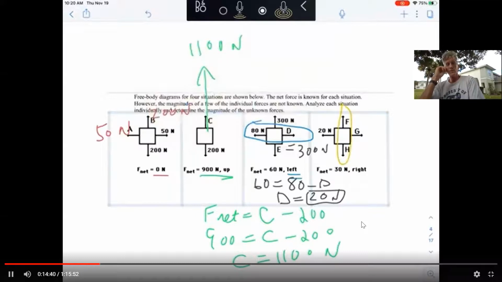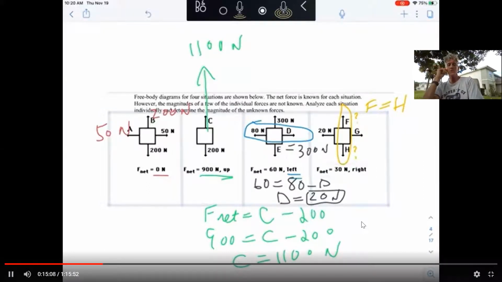Okay, so going to the next one. The net force is to the right, so I'm assuming these two guys are balanced out, but I have no idea what they are. I just know that they equal each other. But I cannot determine what their sizes are. It could be 3 billion newtons each one. It could be 0.01 newtons. I have no idea.